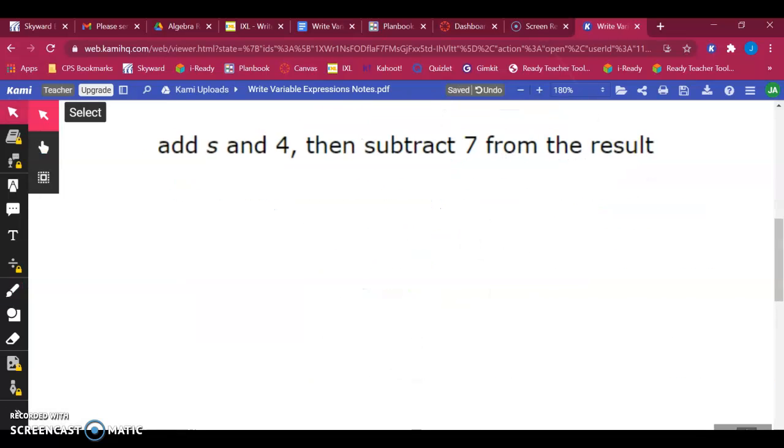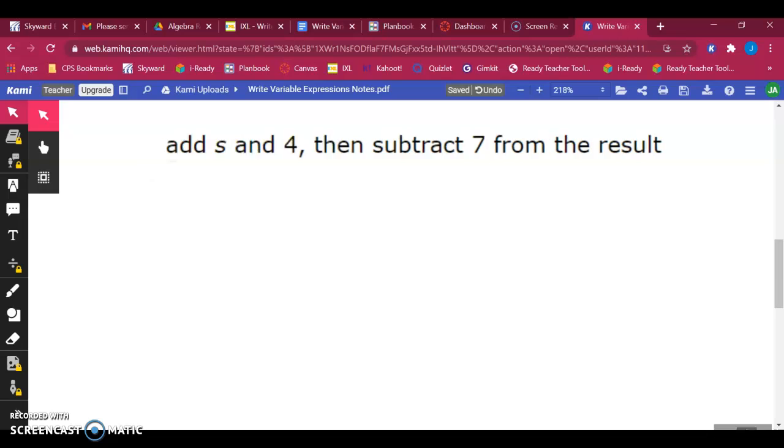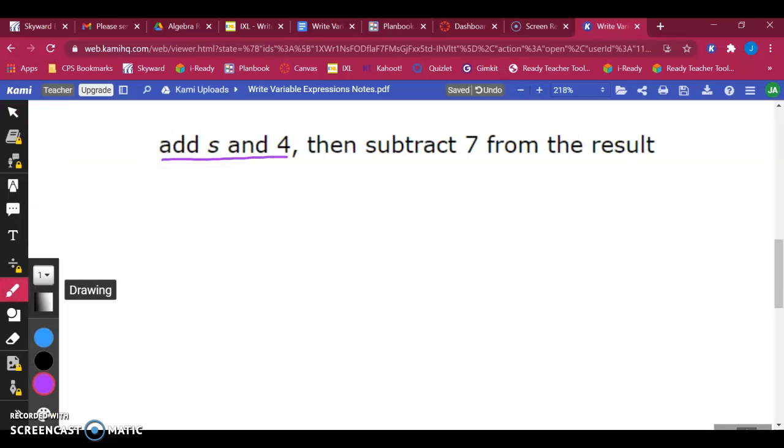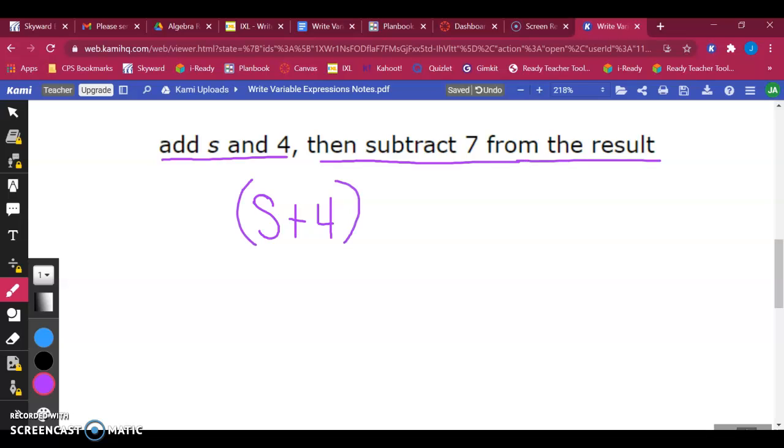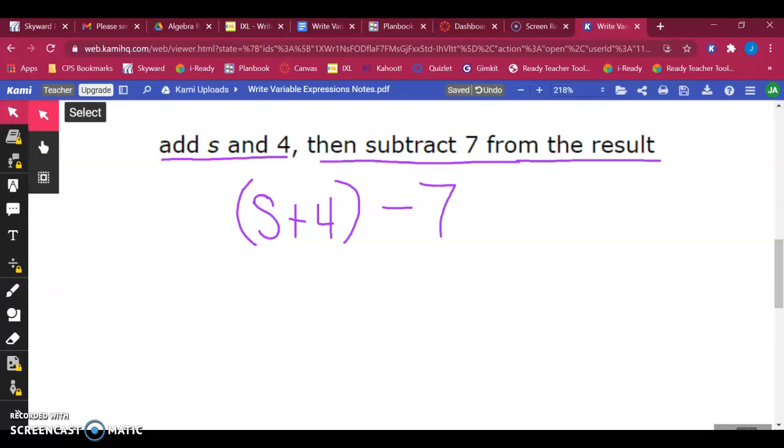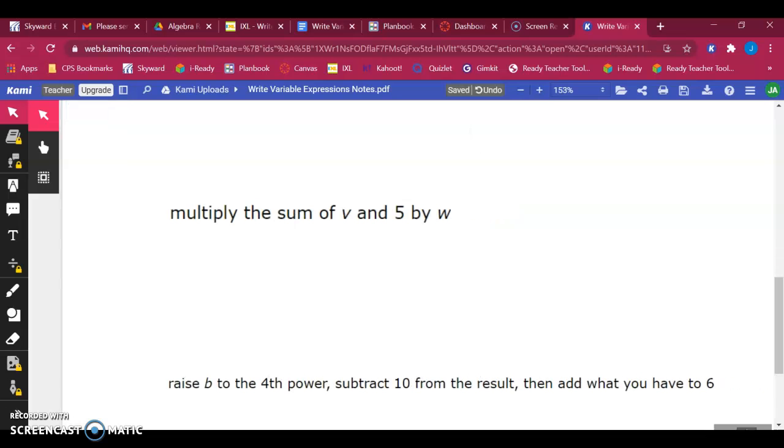And then add s and 4, then subtract 7 from the result. So go step by step. Add s and 4. So we have s plus 4. And then the next step is to subtract 7 from the result. So that means we have to do this part first and then subtract 7. So that would be our expression for that.